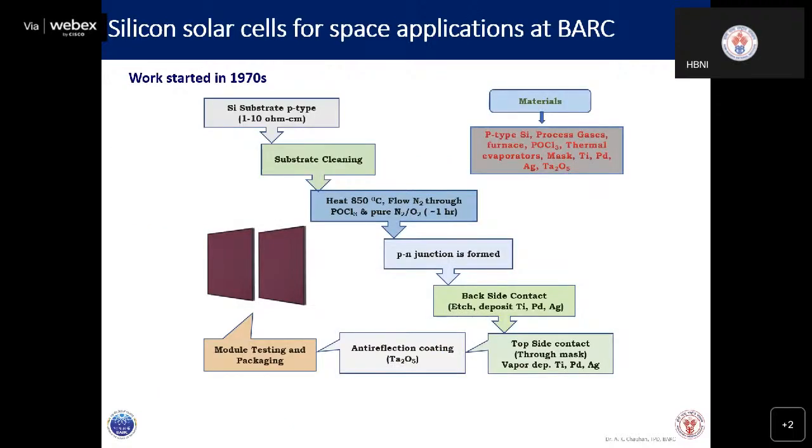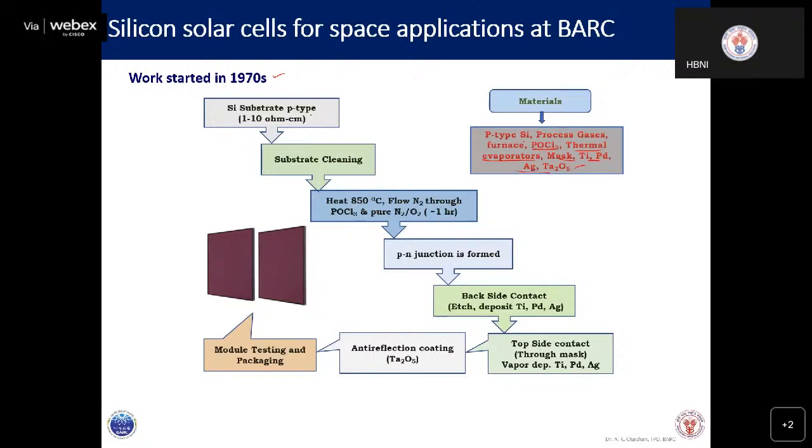And this is the full process. It was started in 1970, and the technology for the entire thing was transferred to an outside company in the 80s. So within 10 years, we could develop everything. This was the same thing I explained there. The material was p-type silicon, and the process used a gas furnace, POCl3, thermal evaporators, mask, titanium, palladium, silver, and tantalum oxide. These were utilized.